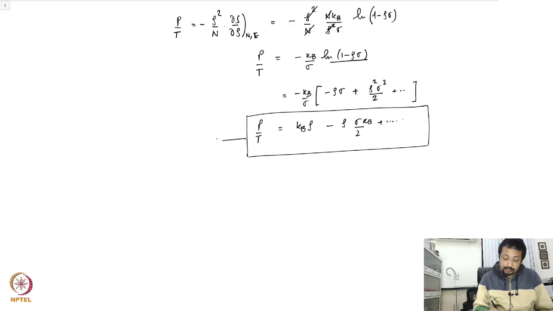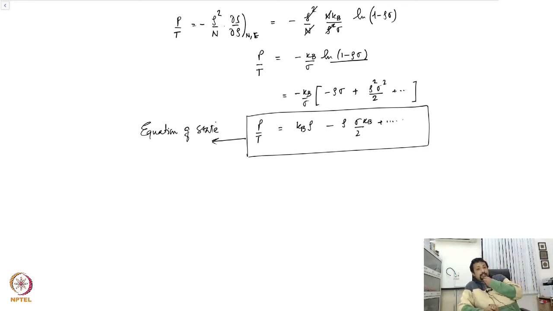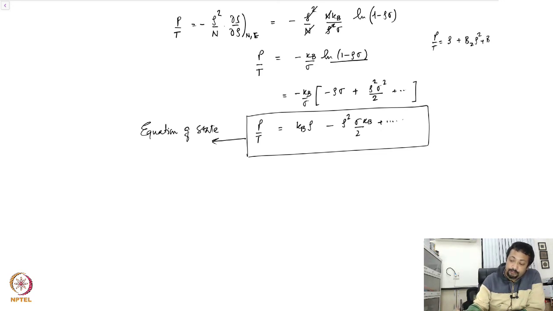This equation of state has the form of a virial expansion, and you will learn about this virial expansion when you do an interacting system. Essentially, you write down the equation as rho plus b2 rho square plus b3 rho cube, and so on and so forth, and these are essentially the virial coefficients.